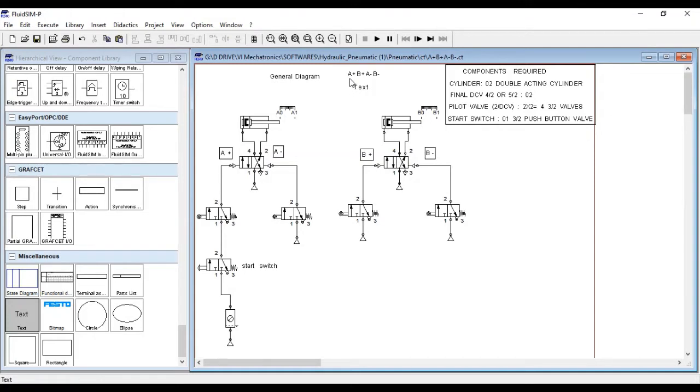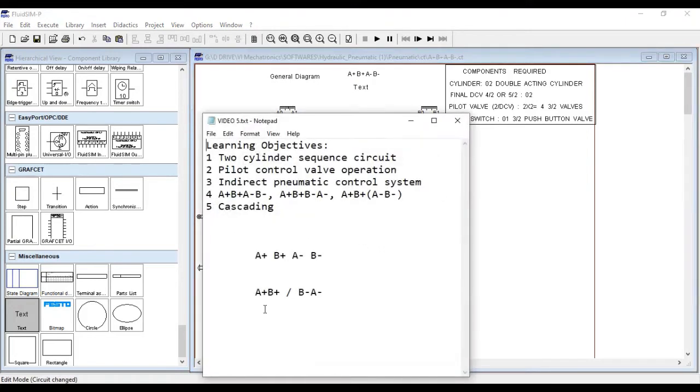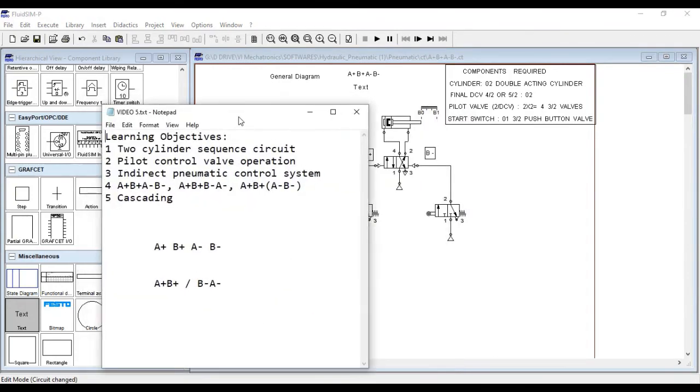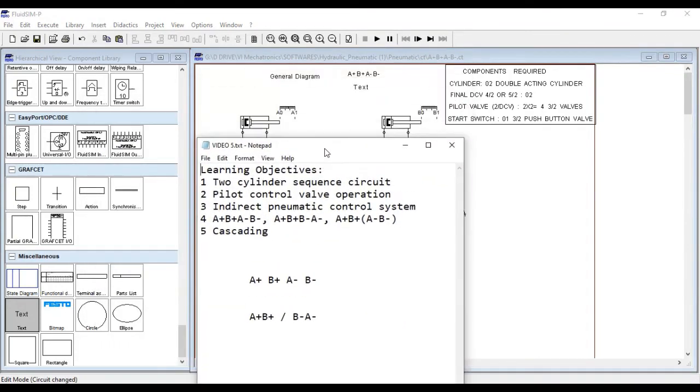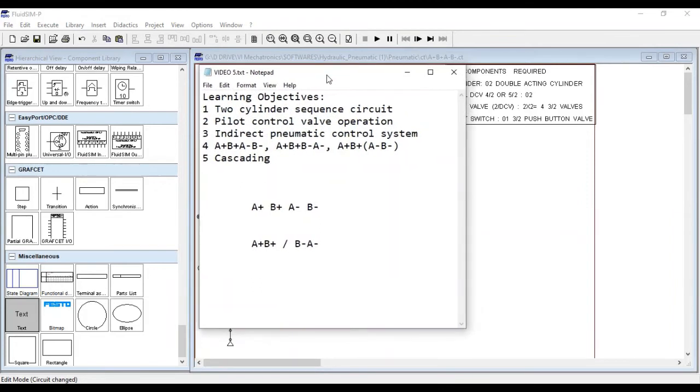It is very important and there is a trick for that. So let's see the trick. Now here what we want is A plus B plus A minus B minus. So the trick is just make a cycle. How is the cycle? A plus B plus A minus B minus, and again it repeats with A plus B plus A minus B minus.